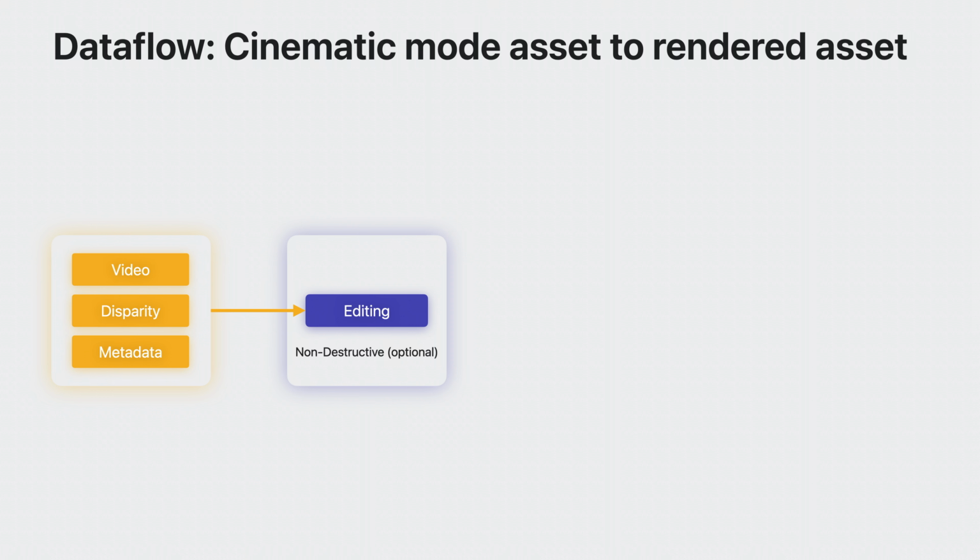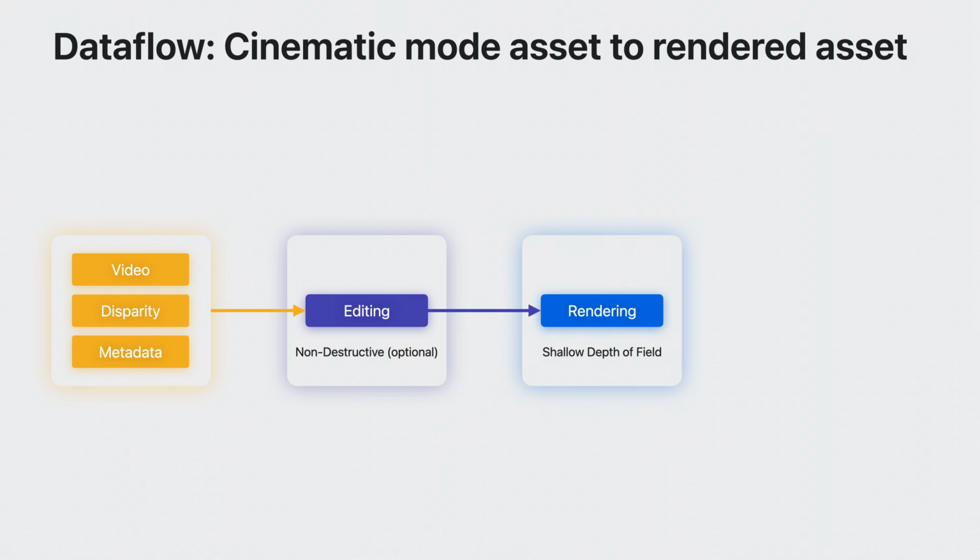With a focus disparity and aperture, the rendering applies the shallow depth of field with accurate focus fall-off using the disparity map. And finally, we get the rendered asset with the effect applied, which is a regular, shareable QuickTime movie. With a better understanding of cinematic mode, it's time to start building the playback app. But first, we need to get hold of a cinematic mode asset. So let's look at the code to get it.